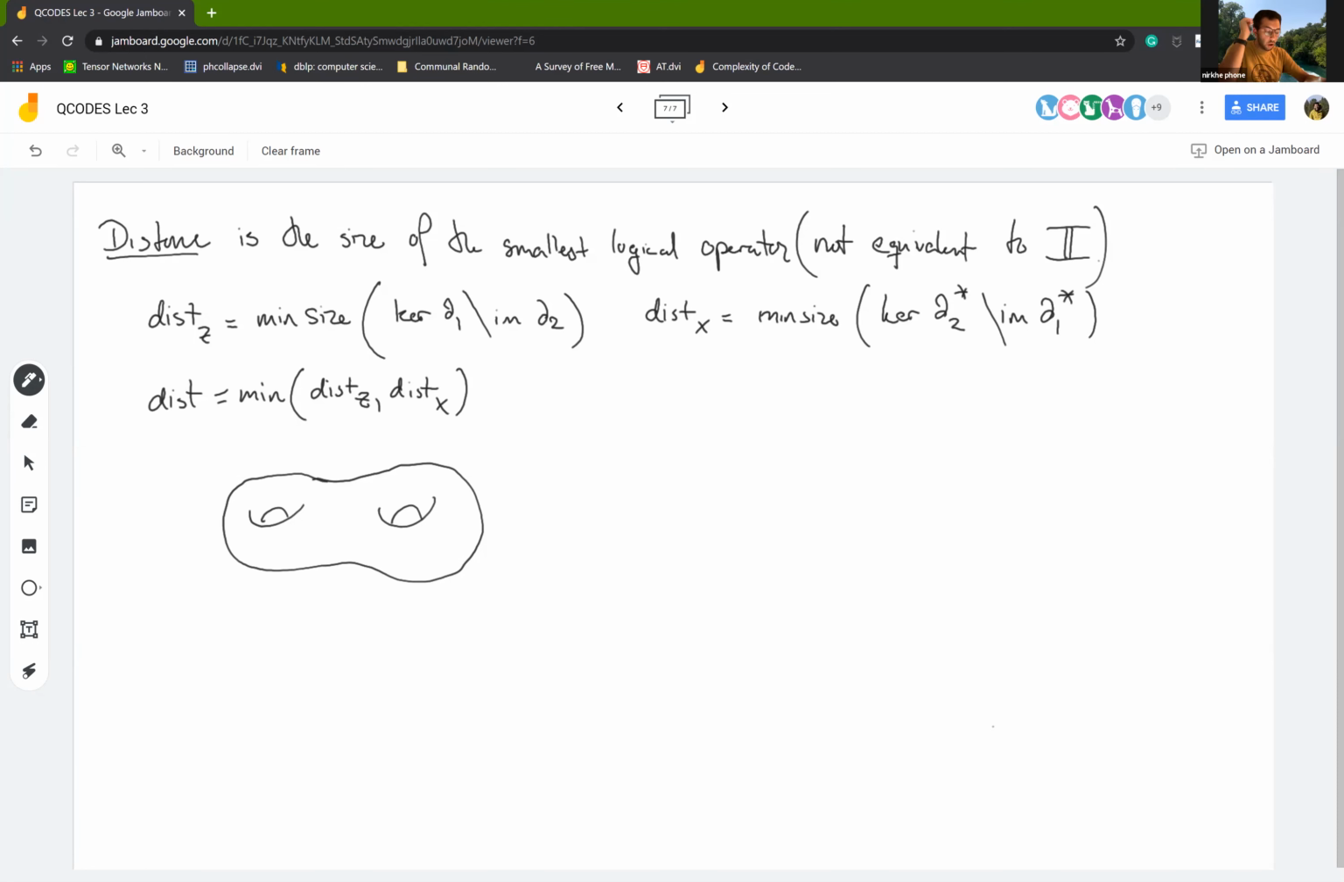So the torus had 2 logical qubits. This one actually has more. How many does it have? Well, here's one logical loop. Here's another logical loop. Here's another logical loop. And here's another logical qubit. There are 4 qubits encoded in this space. You can show that this thing encodes 4 qubits.